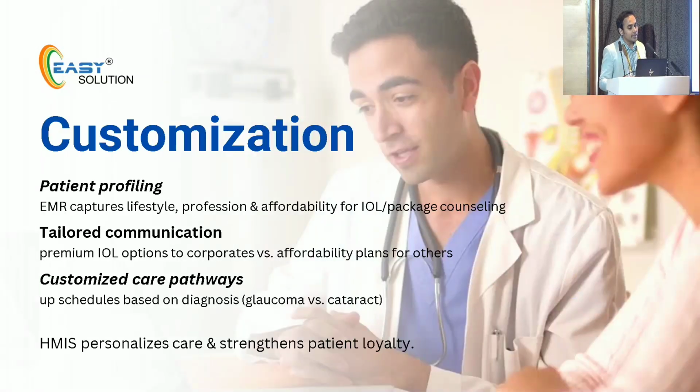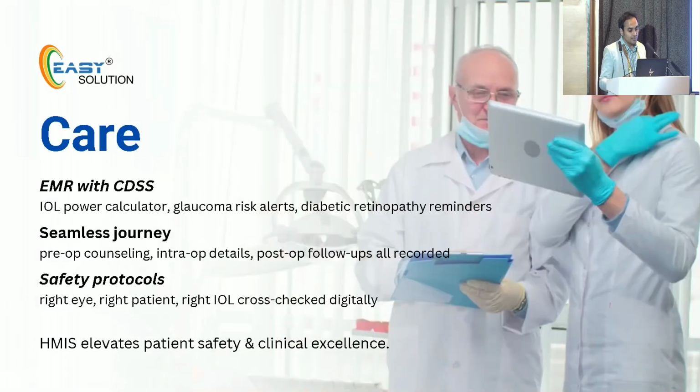Then we go to the next C, that is customization, where we come to patient profiling. The EMR can capture lifestyle, profession, and affordability for an IOL package, and in counseling we can advise the patient accordingly. Tailored communication: premium IOL options for corporate patients versus an affordability plan for other patients. Customized care pathways: follow-up schedules based on diagnosis, glaucoma versus cataract.